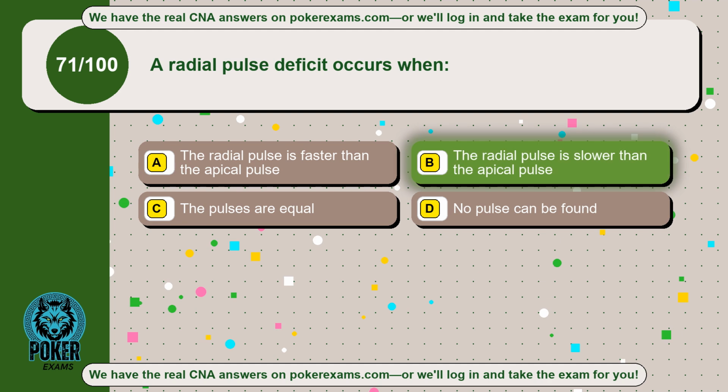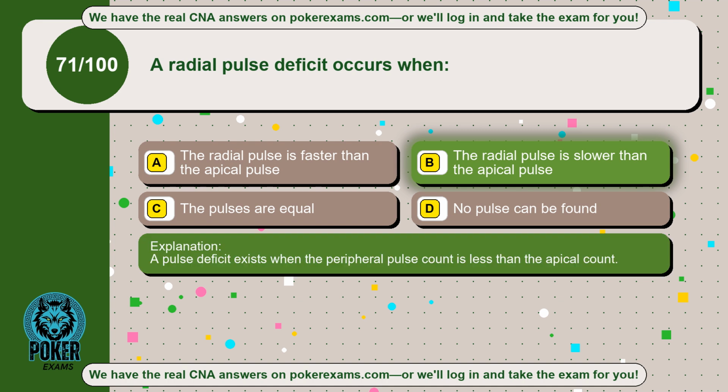The correct answer is option B. The radial pulse is slower than the apical pulse. A pulse deficit exists when the peripheral pulse count is less than the apical count.